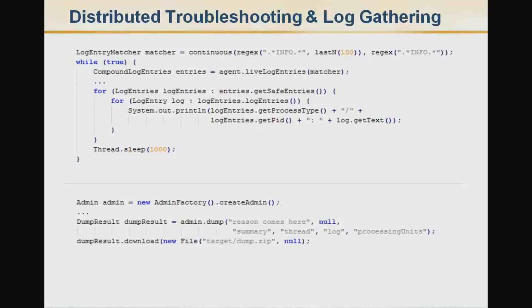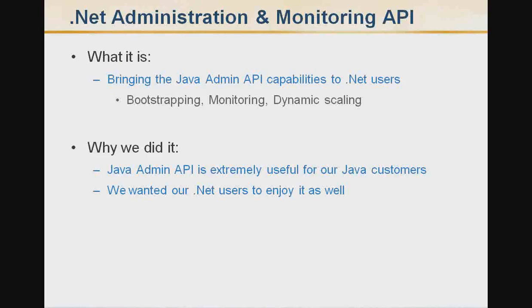All right, so that was distributed log and dump generation. A bit about the .NET Administration Monitoring API. Basically, that brings the full functionality of our admin API, our Java admin API, to .NET users. I think the motivation behind that is pretty clear. A lot of our .NET customers have been asking for that. Naturally, they could implement monitoring and dynamic behaviors on top of our Java APIs, even if they did use the .NET environment. But naturally, this is much more intuitive and natural for them to use .NET.